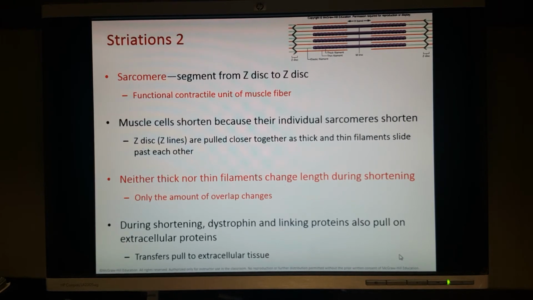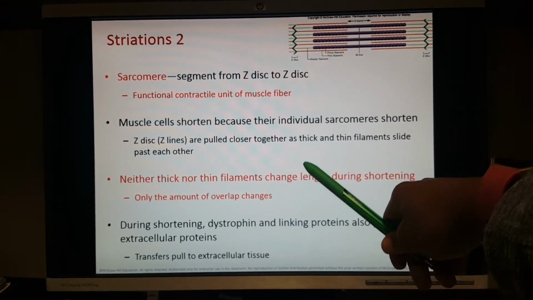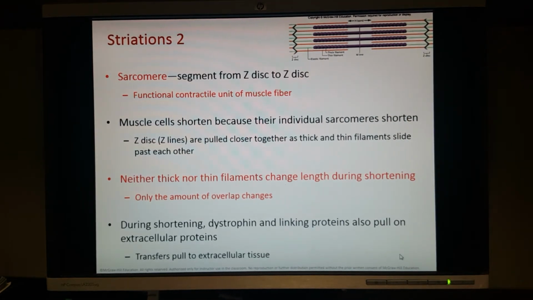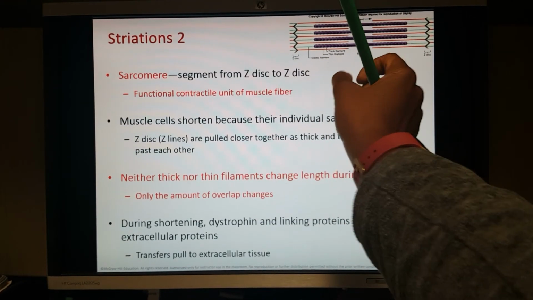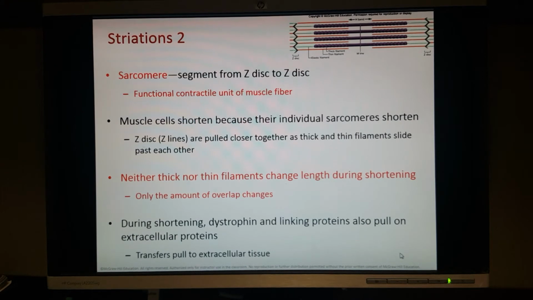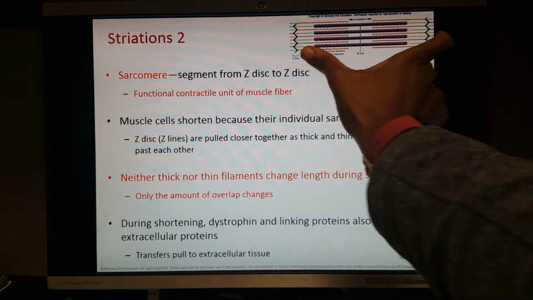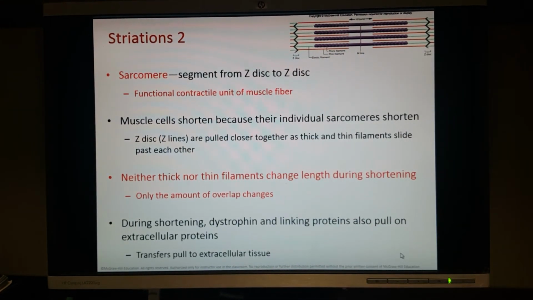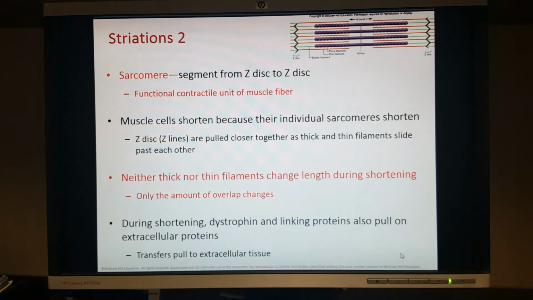An important functional unit of your muscle cells are your sarcomeres. This is a segment of your myofibril from your Z disc to a Z disc. That's your functional contractile unit. When this unit shortens, it helps to shorten the muscles. They all work together to shorten your muscle fibers, and then all your muscle cells working together shorten the entire muscle. When your Z disc to Z disc sarcomere shortens, it doesn't shorten due to a change in length of the filaments. It shortens because of the overlap. So more overlap shortens the sarcomere.